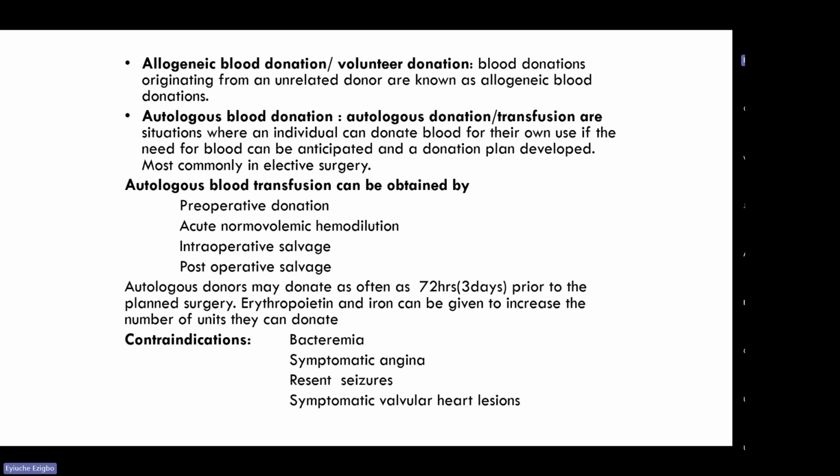These are some of the situations where they can get autologous blood donation, either pre-operative donation or intraoperative salvage. They try to return the blood to the patients, or post-operative salvage. An autologous donor may donate as often as every 72 hours, every 3 days prior to the planned surgery. Erythropoietin and iron can be given to increase the number of units they can donate.